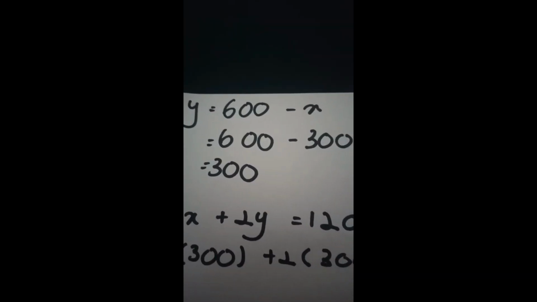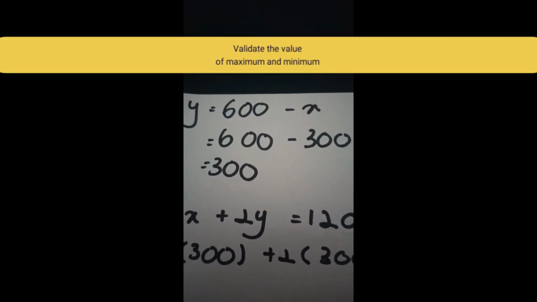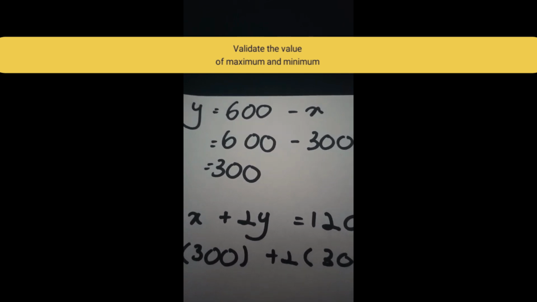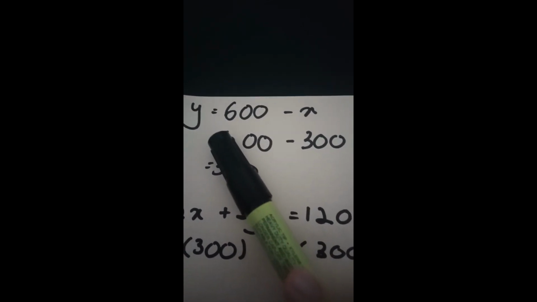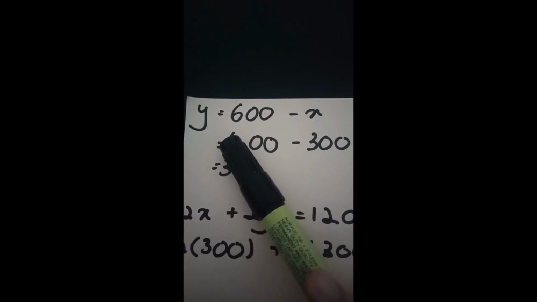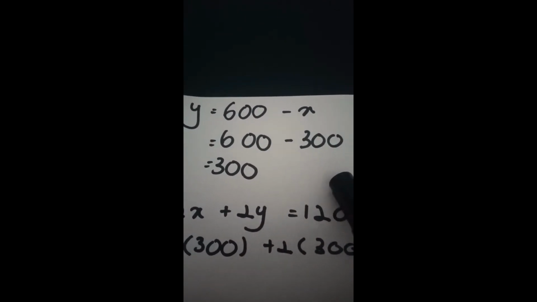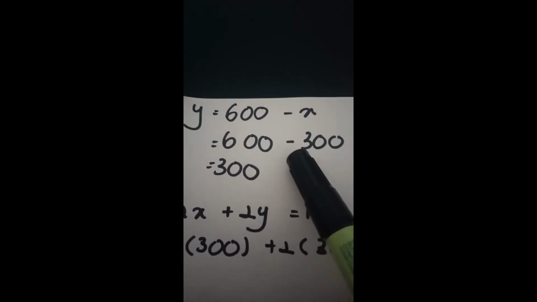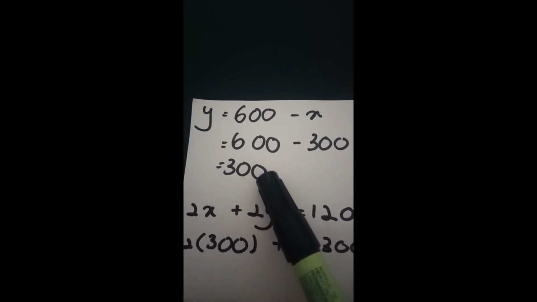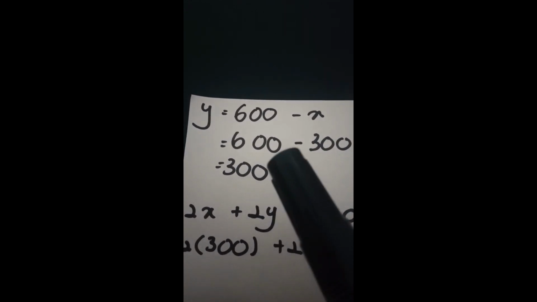Last but definitely not least, we need to validate the values for the maximum or minimum. So we use the formula that we obtained earlier, y is equal to 600 minus x. So we just use the value of x. So 600 minus 300, we will get 300. So y is equal to 300.